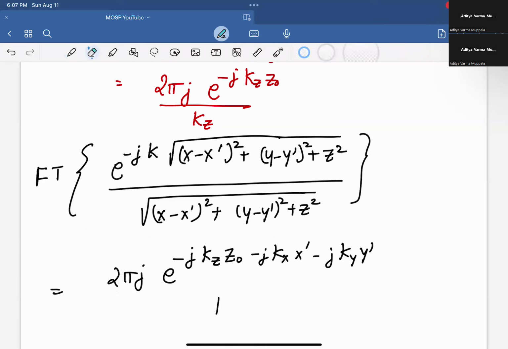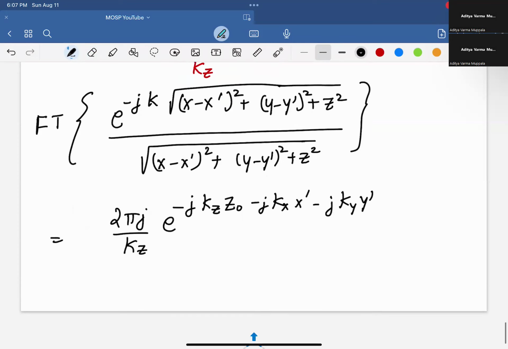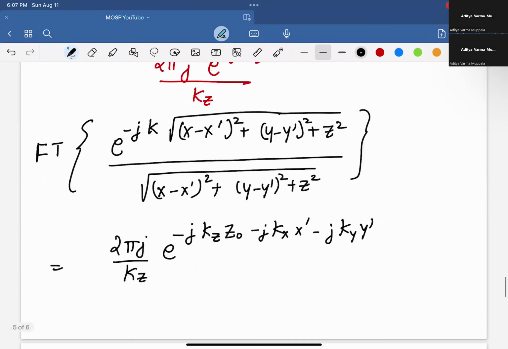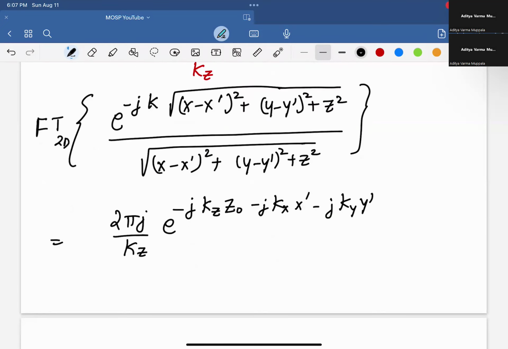Or I can write this as 2 pi j over kz. Okay, so that's the result. That's the 2D Fourier transform of the free space Green's function. We can put a 4 pi here, and then you'll just get a 2 here, and this 2 pi will go away. But let's just remove that for now. That's a nice result, of course. We can write kz as square root of k squared minus kx squared minus ky squared.